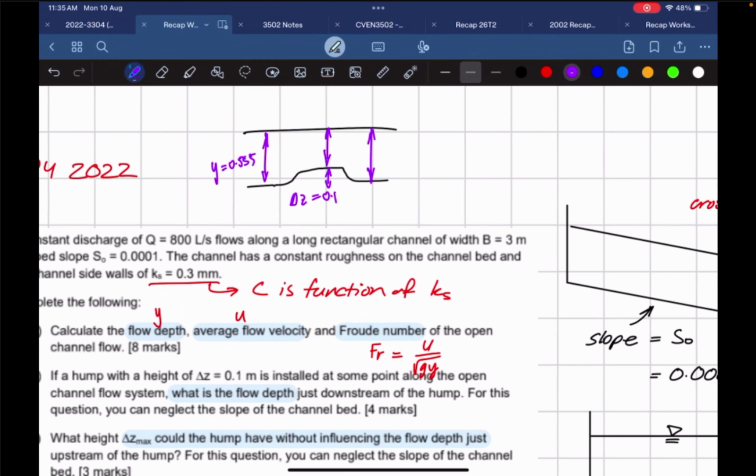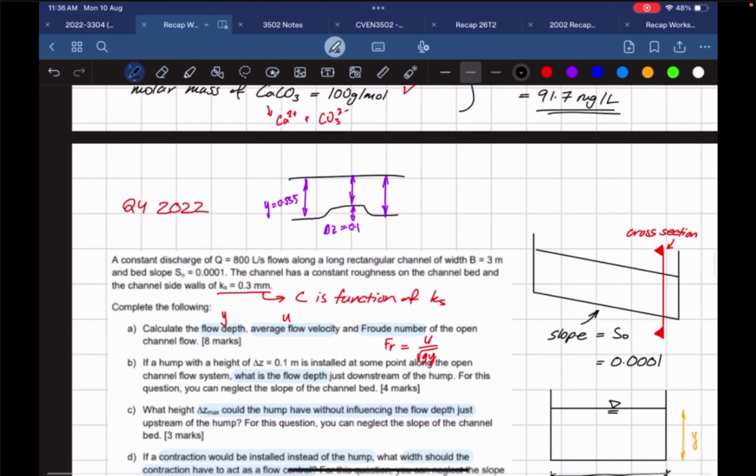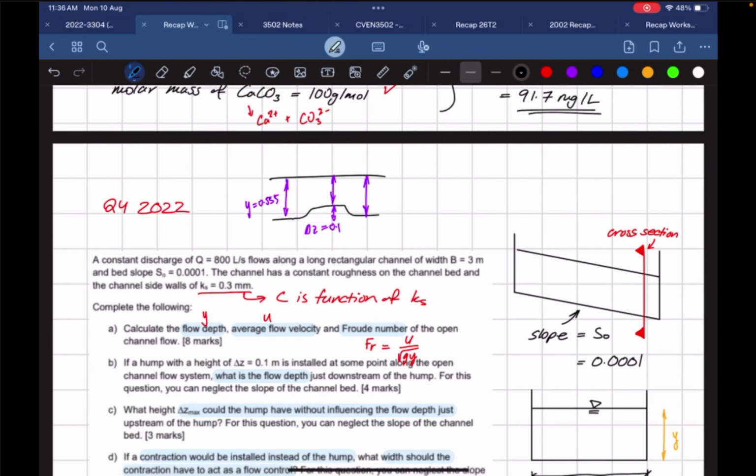Do we know that it transitions, or do we have to figure it out? That's what you're gonna have to figure out. So you're gonna have to check if this hump causes the flow to transition. If it does, there's gonna be a different flow depth. If it does transition, it'll look like that. Yeah, sort of thing.